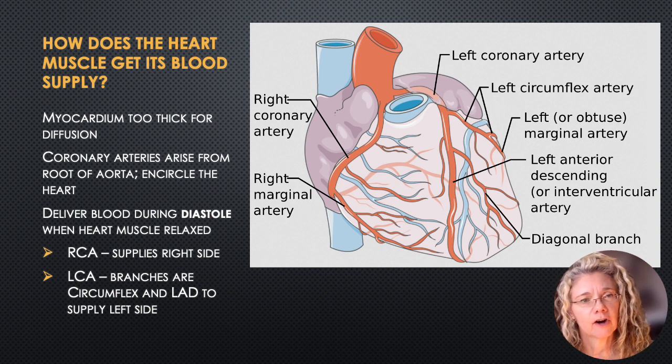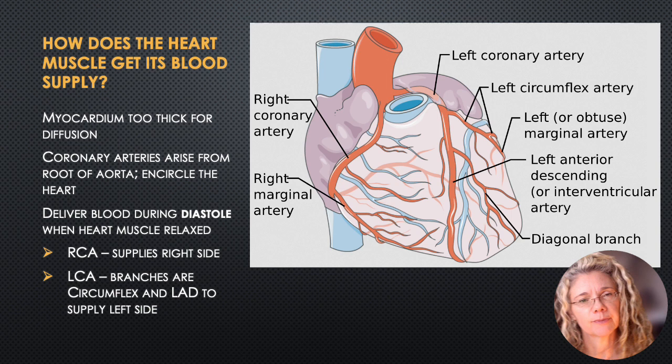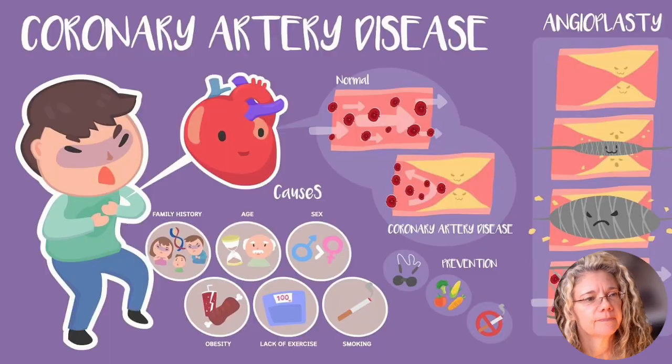So the right coronary artery and its branches supply the right side of the heart. And the left coronary artery and its branches supply the left side of the heart. Now, if you look at the diagram here, we've got many, many more arteries supplying the left side of the heart. Why do you think that is? Think back to a couple slides. The work of the left ventricle is much more significant than the work of the right ventricle. So it needs more oxygen. That tissue is going to need more oxygen.